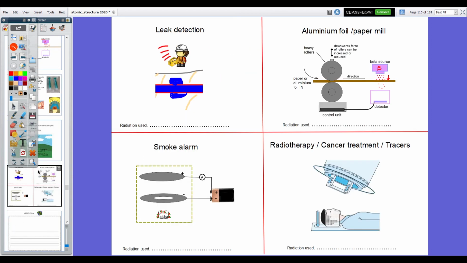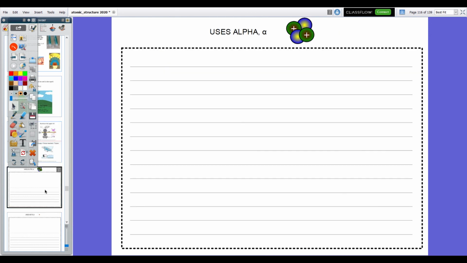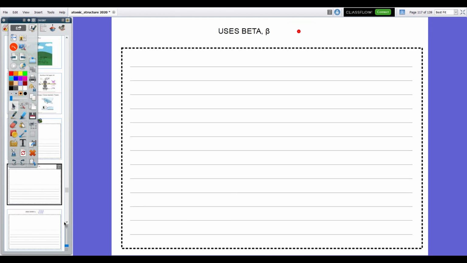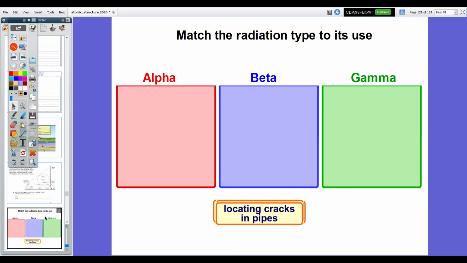Okay, so summary: leak detection is a good use of beta radiation. That's a very good one. Also, the aluminium foil and the paper mill again is beta. Smoke alarm is alpha. You really need to know how to explain the fundamental basics of how an alpha detector smoke alarm works. And radiotherapy, cancer treatment, and tracers are uses of gamma. And you can find details of those in the video. So what I'd like you to do, make sure you complete your own little notes, use this video or any other resources, use the book, and make your own notes on those three uses of alpha, beta, and gamma.